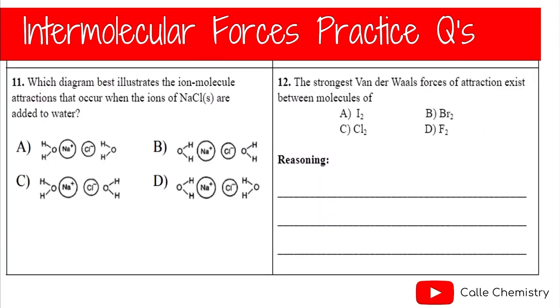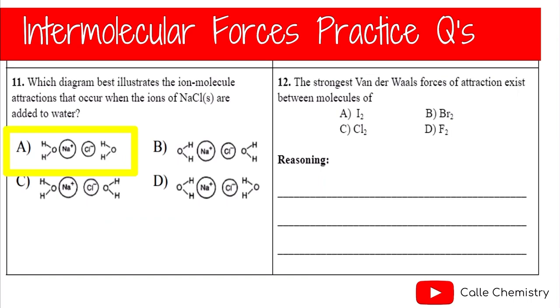Moving on. Number 11. Which diagram best illustrates the ion molecule attraction that occurs when the ions of NaCl are added to water? At this point, we already saw a picture illustrating what happens when NaCl is dissolved in water. So the answer is A.